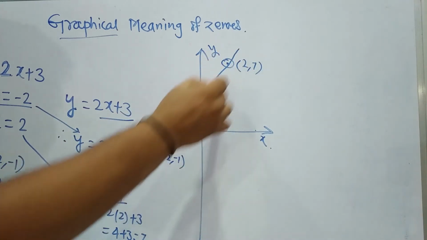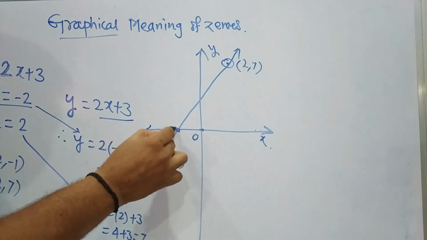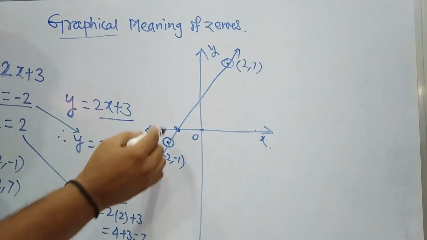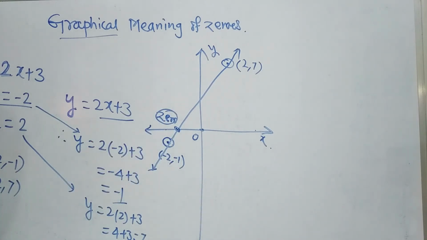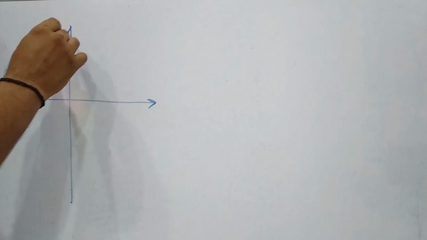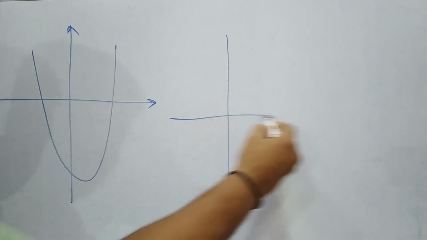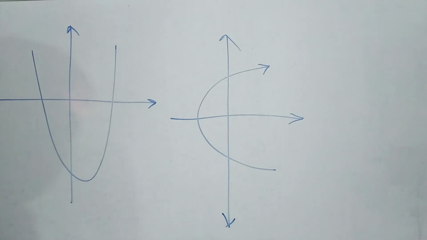Then I will draw a line which is passing through the points. Now this line intersects the x-axis at some point. So this is called the zero of the polynomial. This is the geometrical meaning. Now this was a simple polynomial. In some examples you may get curves like this, some curve may be like this.